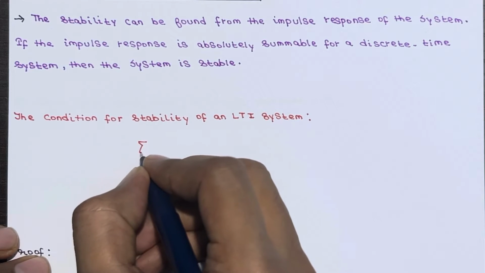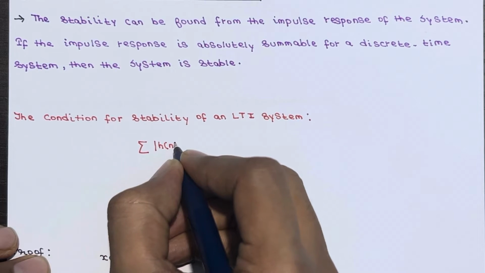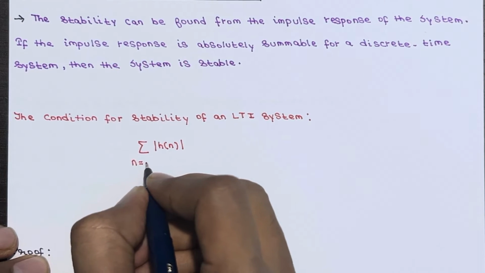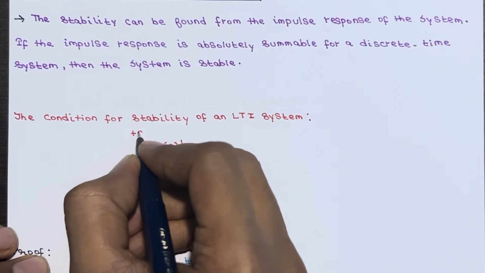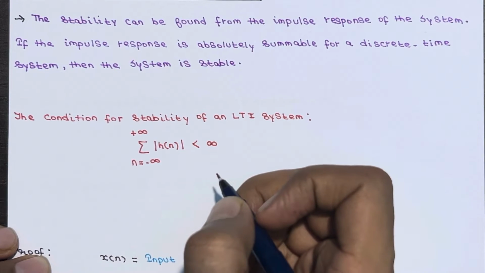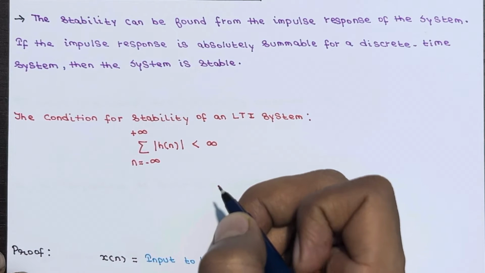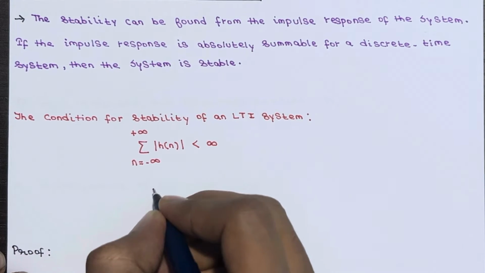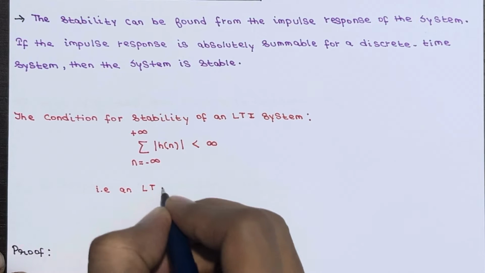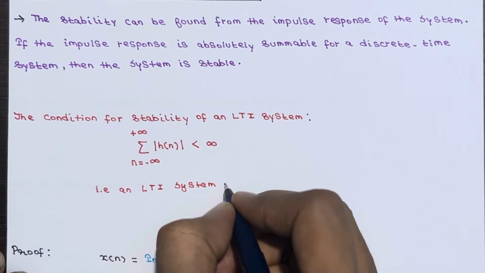So the condition is the summation of the absolute value of h of n, over the limit n ranging from minus infinity to plus infinity. If this is smaller than infinity, then we can say that the system is stable. That is when an LTI system is stable.